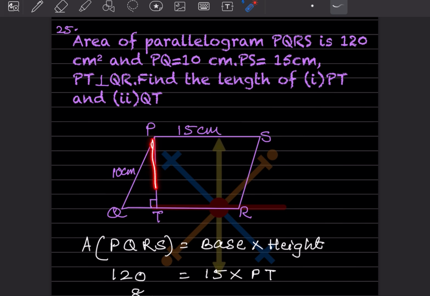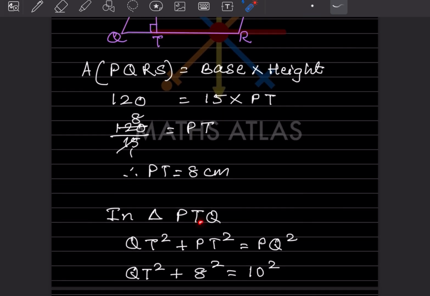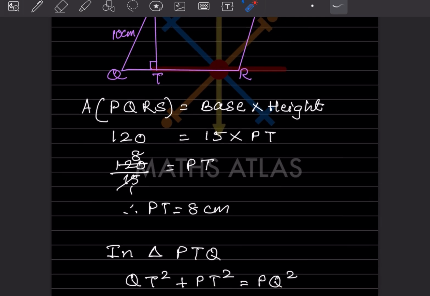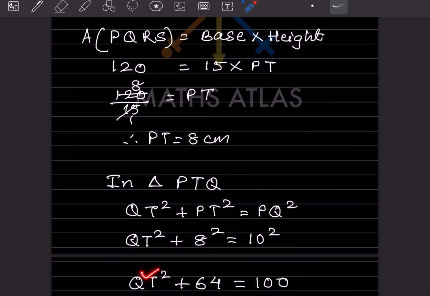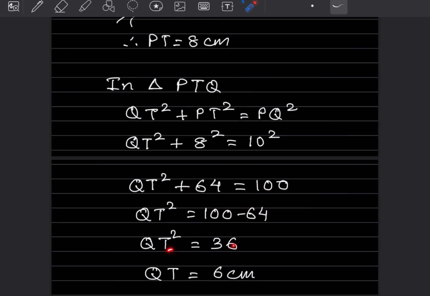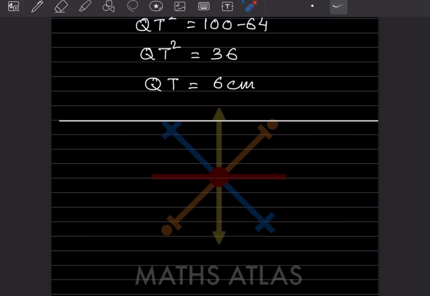Now this is very easy. This is a right angle triangle, so in triangle PQT, QT square plus PT square is PQ square. So QT square plus 8 square is 10 square. So QT square plus 64 is going to be 100. So QT square will be 100 minus 64, so QT square will be 36. If we take the square root on both sides, QT is going to be 6 centimeter.